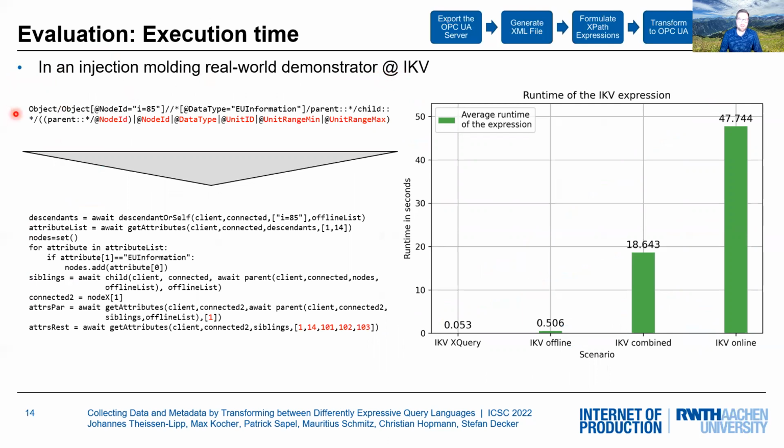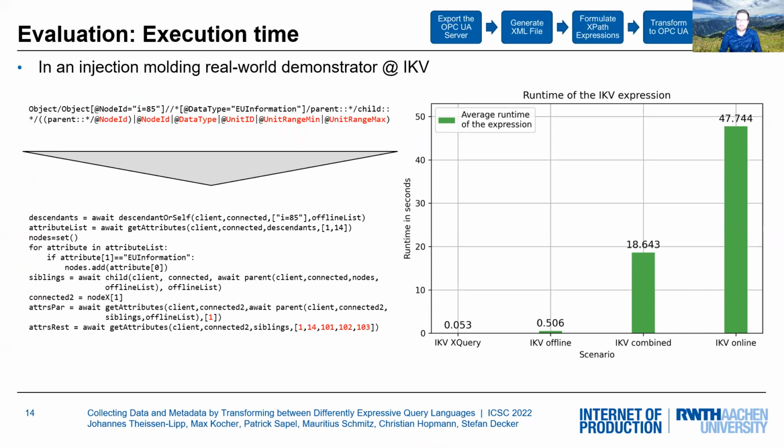So we have a more sophisticated XPath query here that collects a whole bunch of sensor nodes. And for each of them, it collects not only node ID and the actual value, but also the unit, the respective data type, and the value ranges like min and max for the values. And we then translate this to a set of OPC method calls in our extended OPC client. And we find the runtimes that we measured here on the right side.